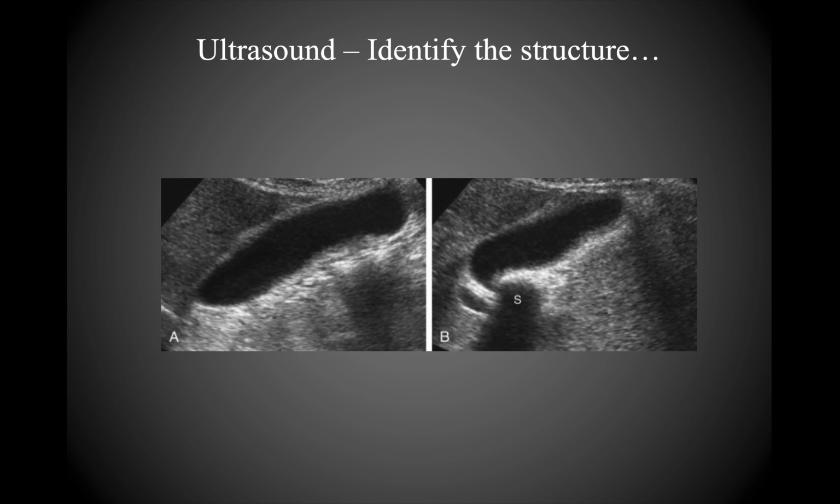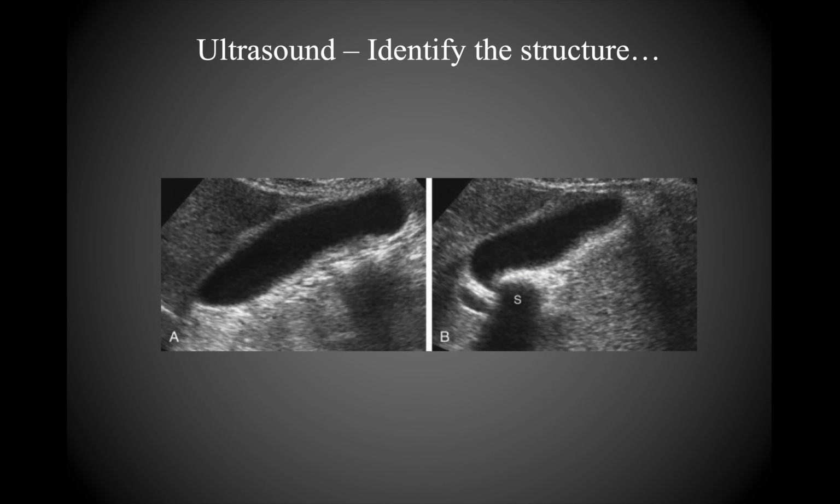Now looking at this image, hopefully you can appreciate the fact that this large black void is exactly that. It's an open space, and this is an abdominal cavity. So this structure right here would be the gallbladder. You're looking at the gallbladder. You can see that quite nicely.